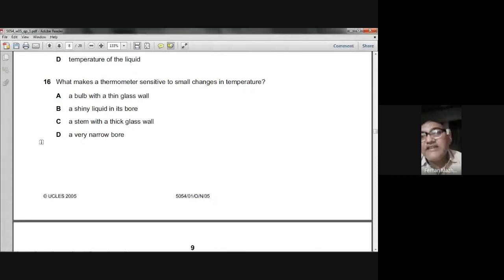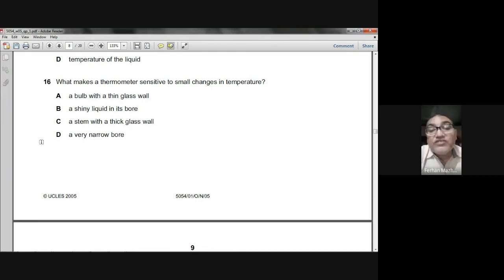A bulb with a thin glass wall. A bulb in which you have the mercury, its walls are thin, so it does not have any effect on the sensitivity. Sensitivity means how much the length of the mercury will change for 1 degree rise in the temperature.